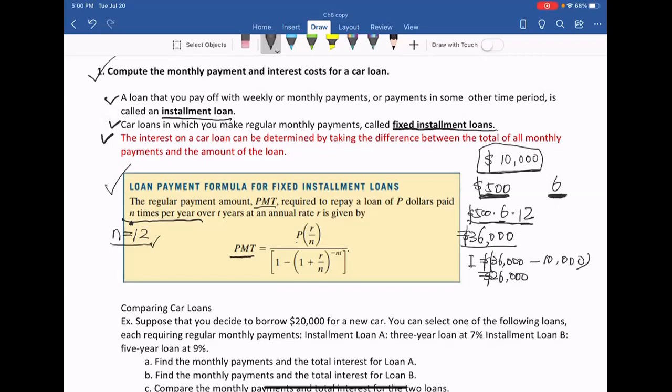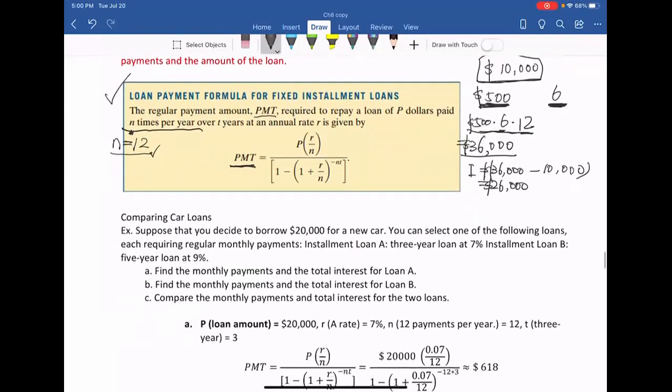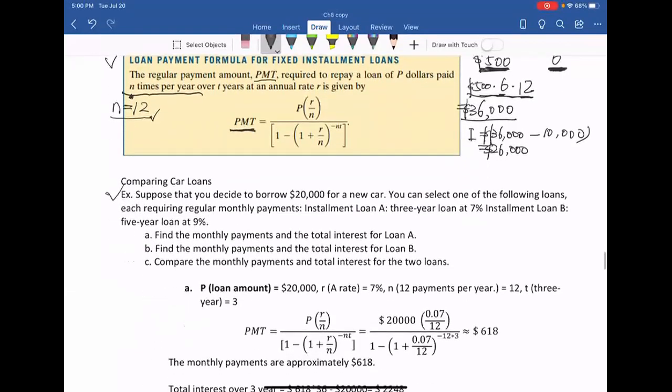If they ask you for the PMT, they will provide you the P, which is the total loan you borrowed from the broker or the bank. The R is provided by the bank, that's the rate. N, normally we will have 12. T is how many years. You don't need to memorize this formula because it will be provided in the question. Let's see the next example.